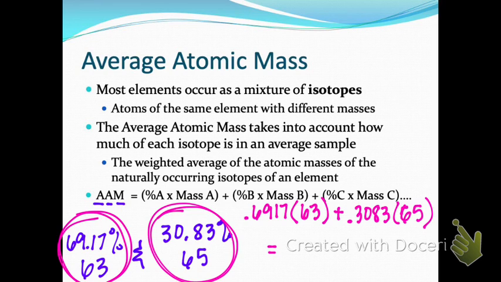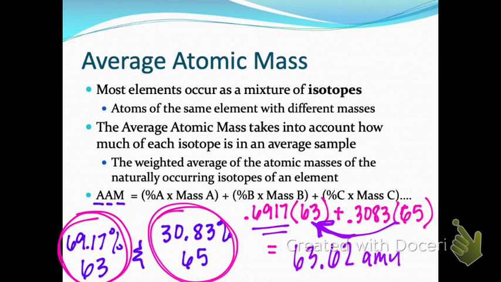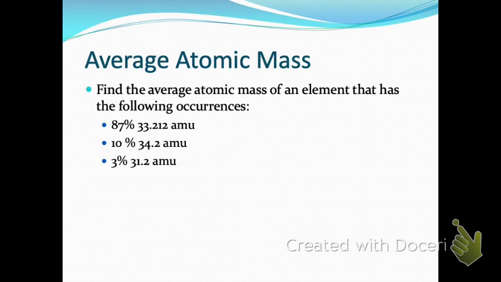Shouldn't my answer come out to be between 63 and 65 somewhere? And don't you think it should be a little closer to which one? It should probably be a little closer to this one because it has a higher percentage. So when I did the math, I got 63.62. We can leave it there. AMU. That would be the average that would go on the periodic table for that particular element. Go ahead and try this one by yourself, and then that'll be the last one we do.